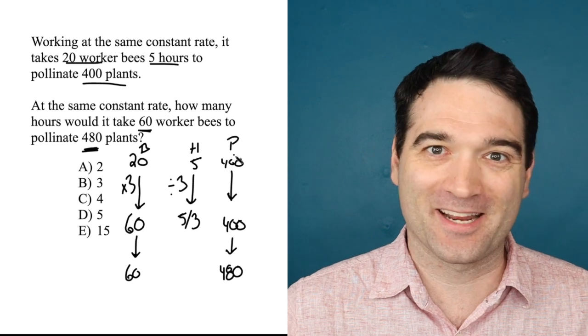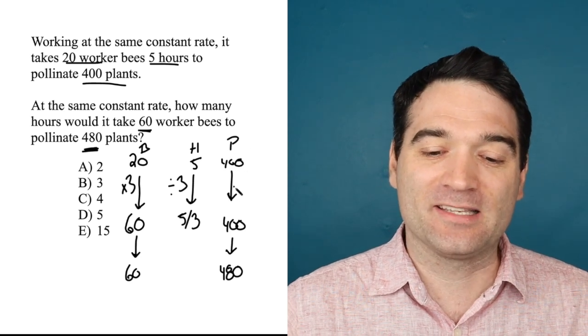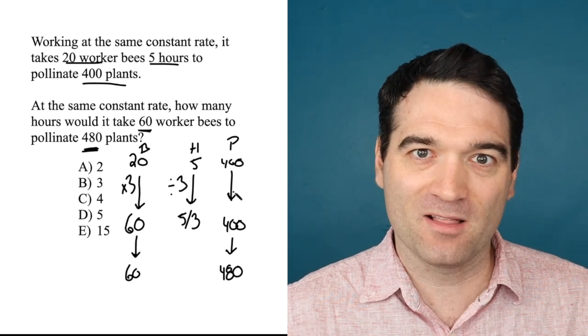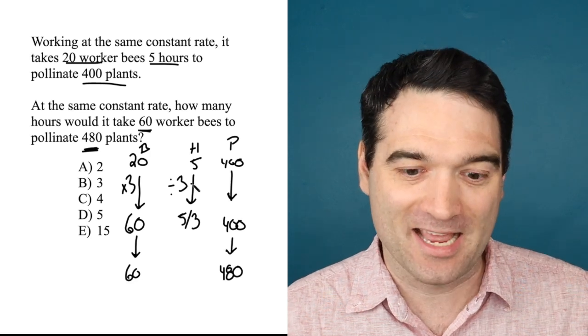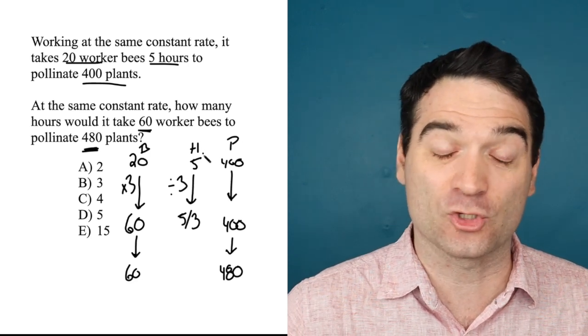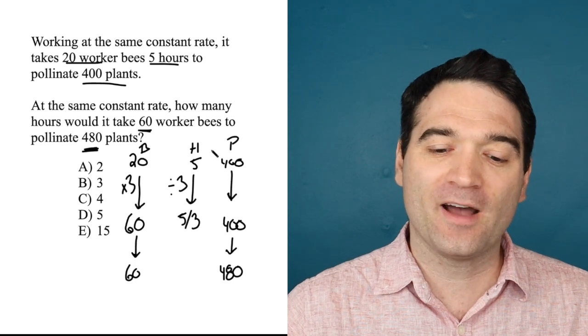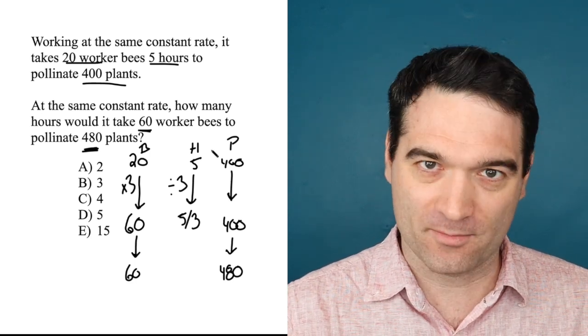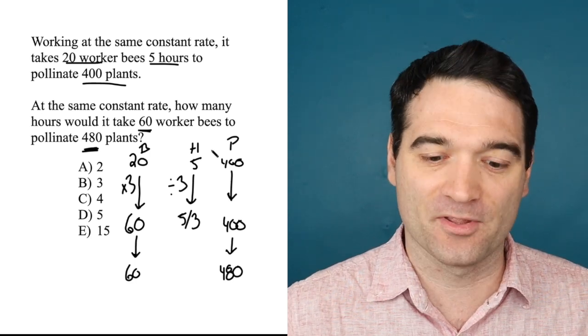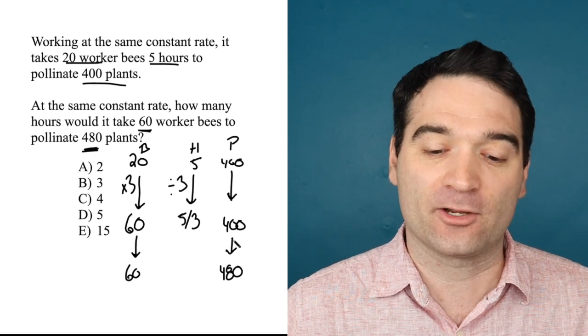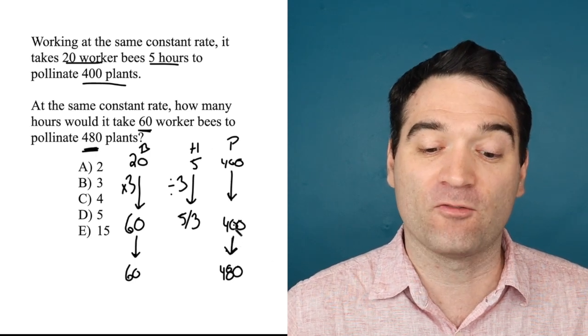Well, this is where it gets a little confusing. If I double the number of plants that I want to pollinate, I need to double the time. So the time actually corresponds directly with the amount of work because it's a constant rate, right? So if I increase or double the number of plants that I'm pollinating, I double the time. Well, what is the factor here? What does it take to go from 400 to 480?